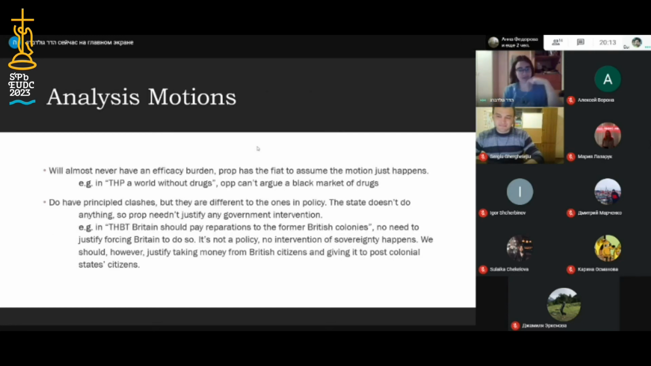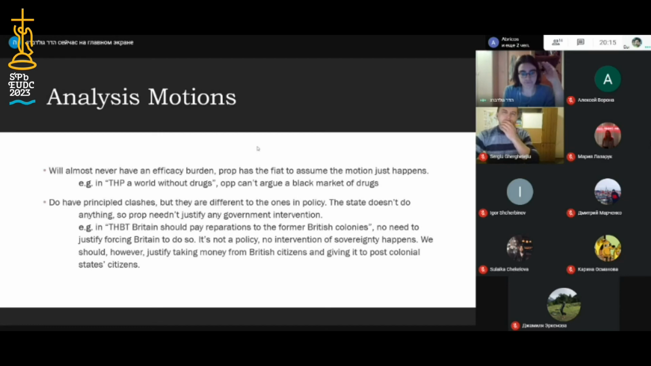Okay, analysis debates. Slightly more complicated, and there's a reason why I placed them after policy debates, despite the fact that today they are not less common, I think. So, while there are similarities, some burdens just don't exist in analysis motions, and some burdens act quite differently. Firstly, in analysis debates, we will almost never have an efficacy burden. That is, proposition has the fiat to assume the motion just happens. To give an example of what I mean, in the motion, this House prefers a world without drugs, opposition cannot argue, but you can never get rid of drugs, there will be a black market. It's not this House would ban drugs. We have the fiat to assume as government that the world that we are imagining in this debate is a world without drugs at all, and nothing can change that. So efficacy is usually not a burden in analysis debates.